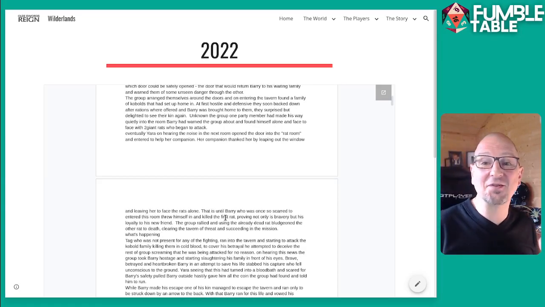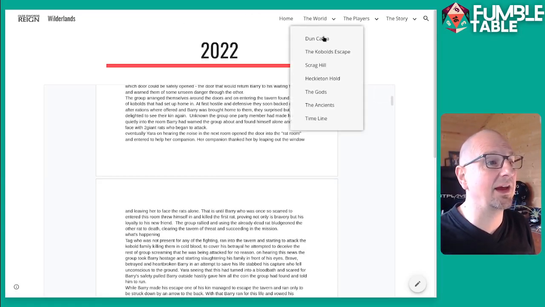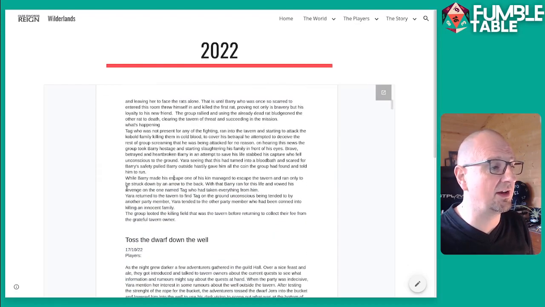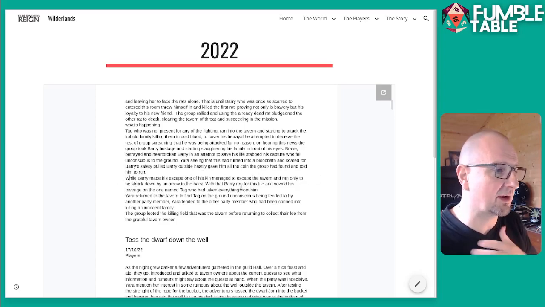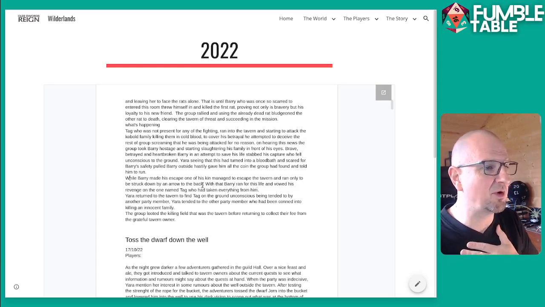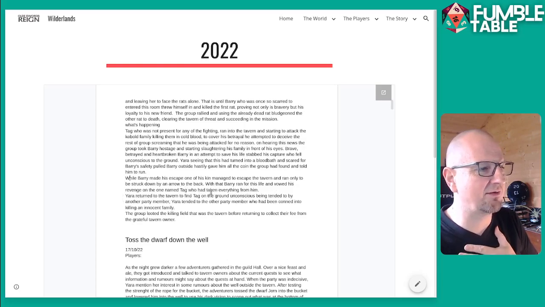Again, this is the kind of cool thing. What we did is we went back, and so I'll give you an idea. Towards the end, while Barry made escape, one of his kin managed to escape the tavern and ran, only to be struck down by an arrow in the back. With that, Barry ran for his life and vowed revenge on the one named Tag, who had taken everything from him. Yara returned to the tavern to find Tag unconscious, tended everybody else. The group looted the killing field that was the tavern and returned to collect their fee for the grateful owner.